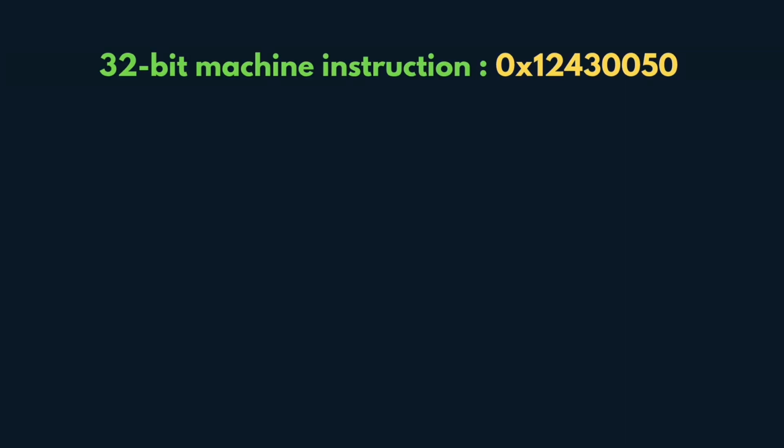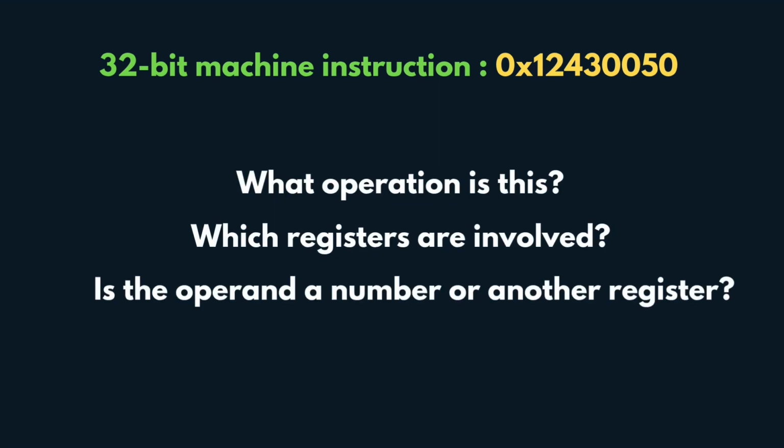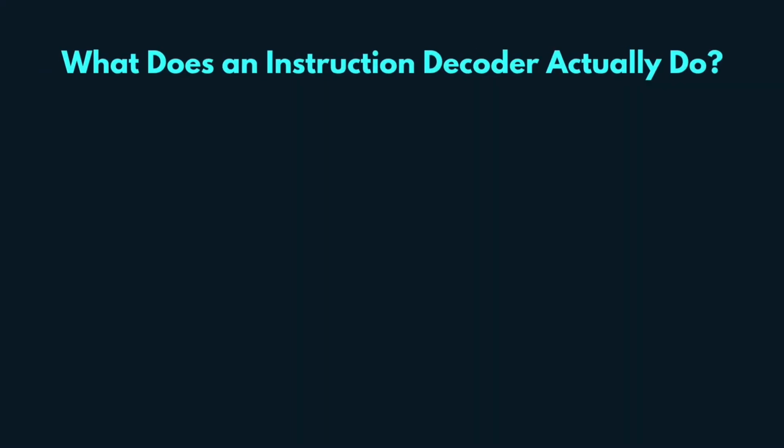Now the processor has to figure out what operation this is, which registers are involved, and whether the operand is a number or another register. This job is performed by the instruction decoder. Today we will build a simplified ARM7 instruction decoder in assembly and understand what happens internally inside a CPU. What does an instruction decoder actually do?